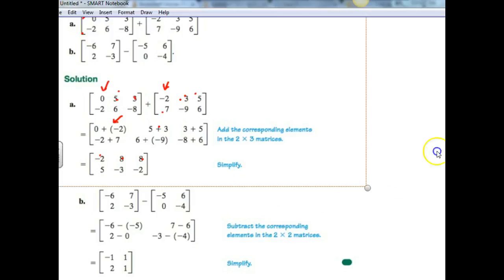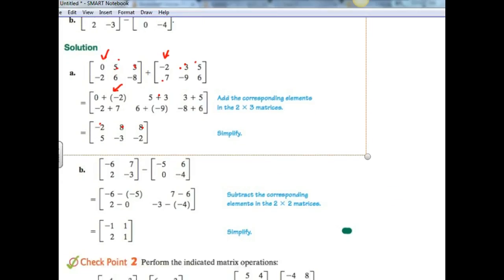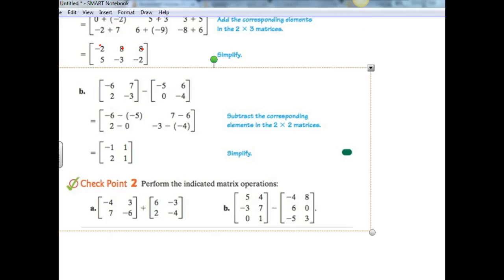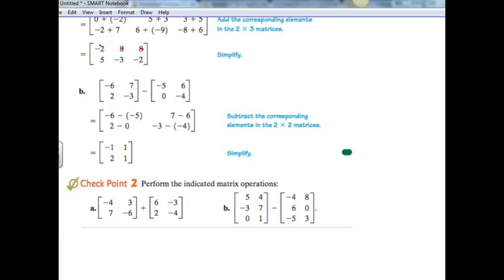Now, we do the same thing for B, except you just need to make yourself aware that you are subtracting each individual entry. Now, this one is simply a 2 by 2. It's 2 rows and 2 columns. So we call that a 2 by 2 in matrix terms. Negative 6 minus negative 5. I want you to bring your attention right here. Minus a minus here is going to end up being a plus. So it's going to end up being negative 6 plus 5, which is how they're getting their negative 1 there.